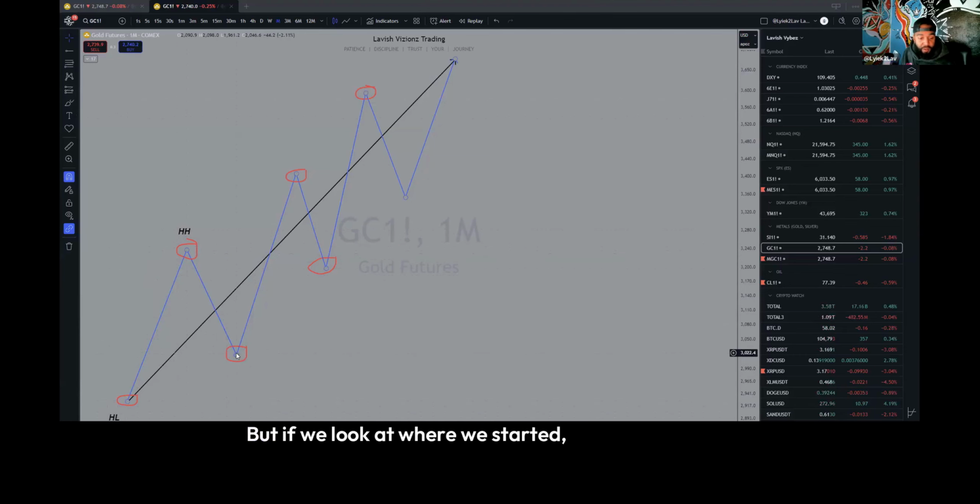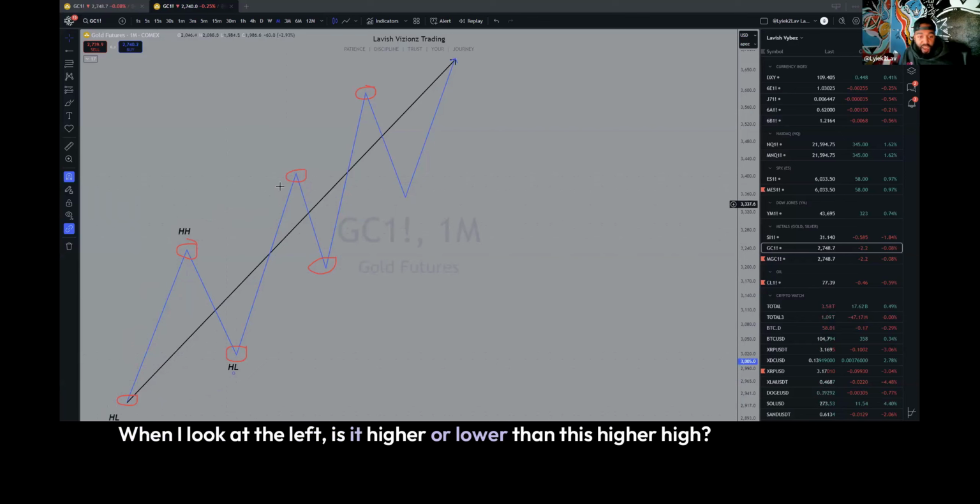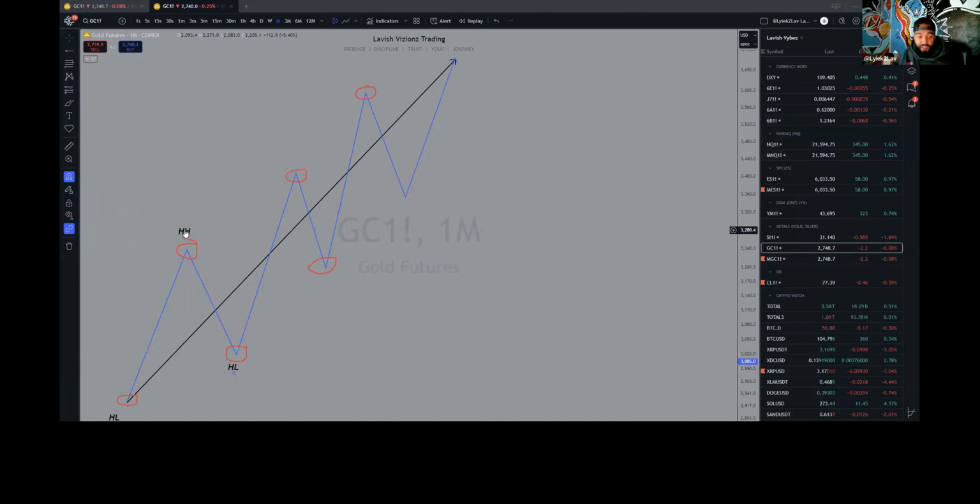Lower. But if we look at where we started, we're still higher than where we started, correct? Oh, so that could be our new higher low. So now we have higher low, higher high, higher low. Well, now look at this point. When I look at the left, is it higher or lower than this higher high? Well, it's higher. So now what does that make this? That makes this a higher high.